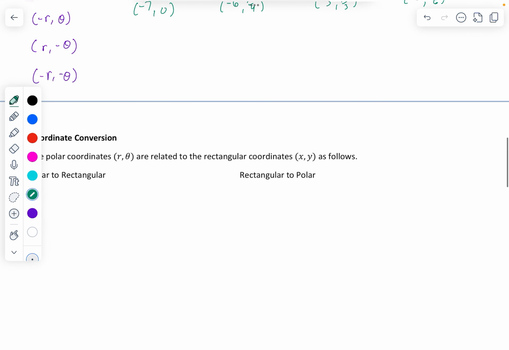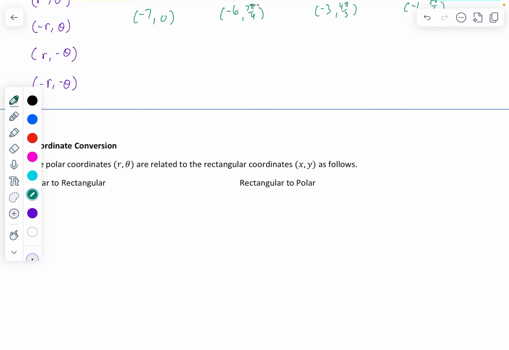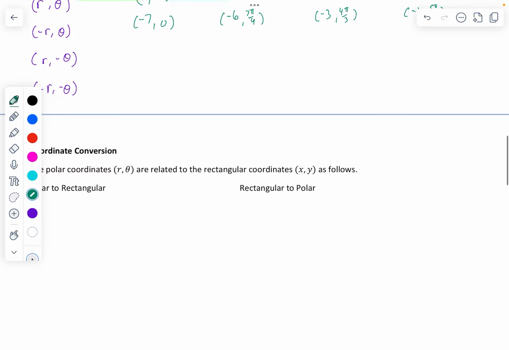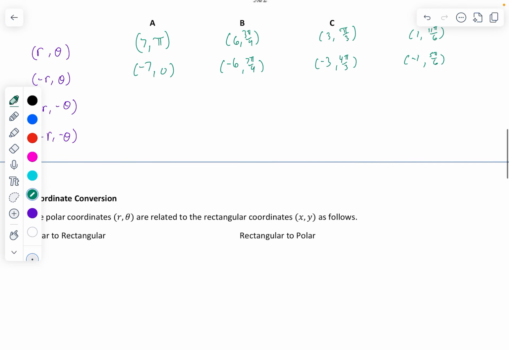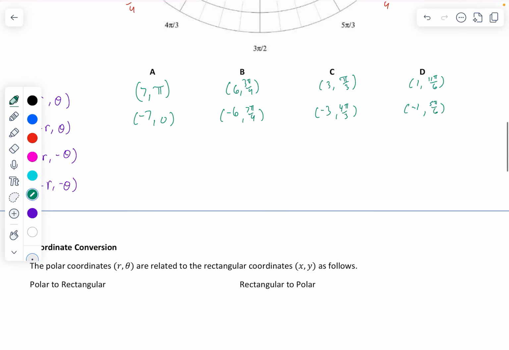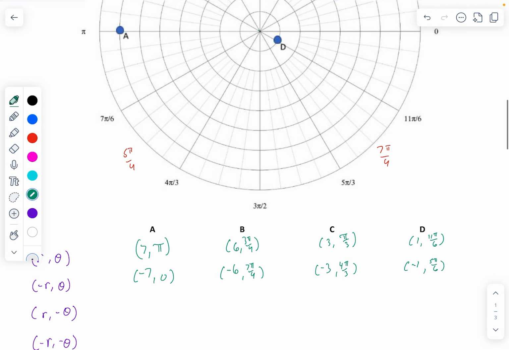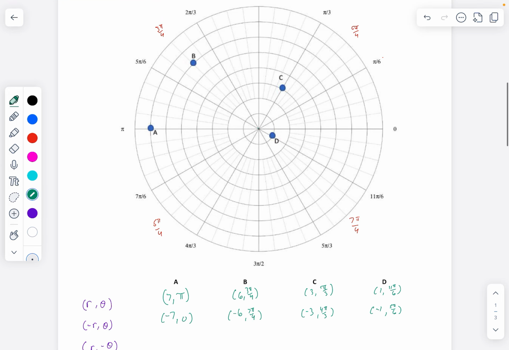Beautiful. All right, now what happens? So we have r, negative theta. So now we're still moving towards an angle, but now we're using all of our negative angles. Something that could help you out is to label all of your angles as negative. Remember, going counterclockwise is the positive direction. Going clockwise is the negative direction.